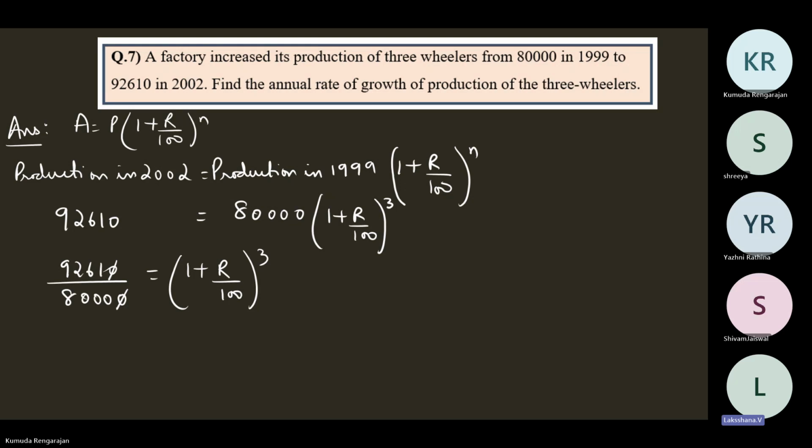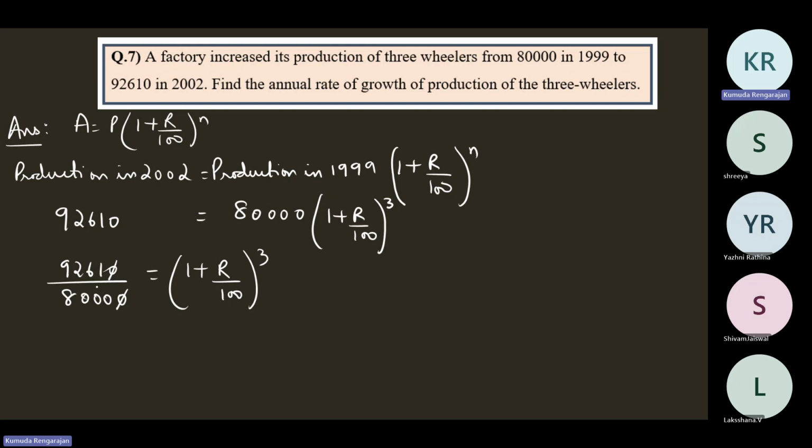Ma'am, upon simplification, I got it as 21 by 20. Okay, you simplified, you divided the two numbers by which tables? Ma'am, actually, I took the cube root. Okay. No, but my question was, is it possible to simplify? Yeah, you're right, Lakshana. You're right.